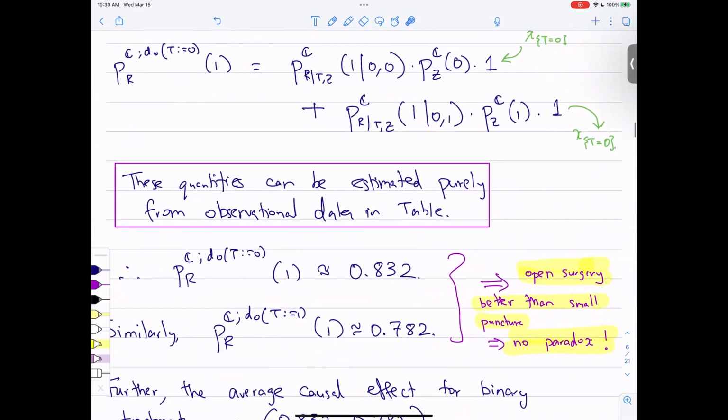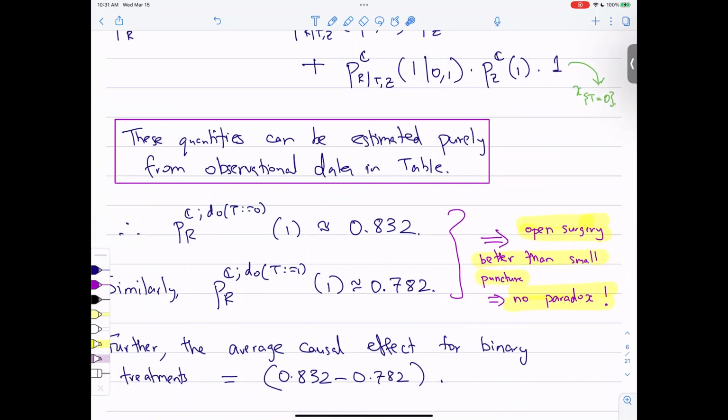Once you put it in, what you get is that when you do treatment equal to 0, the probability of recovery is 0.832, and when you do treatment equal to 1, the probability of recovery is 0.782. Again, neither of these numbers appears in that table, but they can be computed in this way. So this is essentially saying open surgery is better than small puncture surgery, which means there is no paradox. This is actually the key calculation. If something is confusing, I'm happy to talk through it once more.